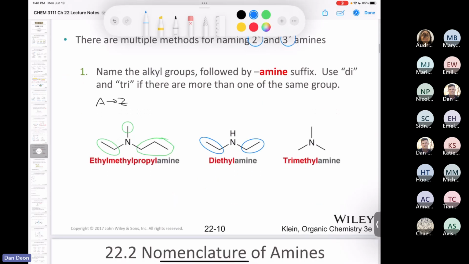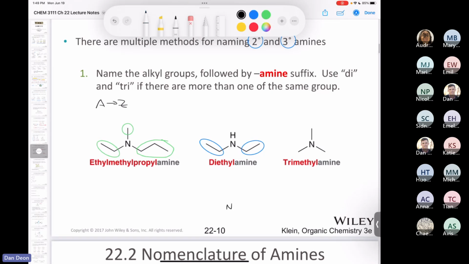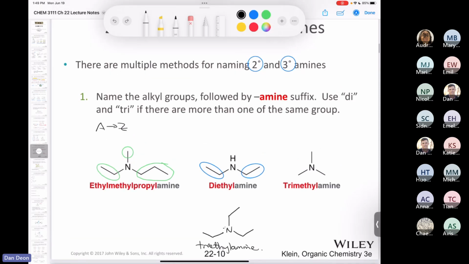You can imagine if you had 3 of them, I'll just draw it here. And I know you all know what the answer is. If you had this compound, you would call this triethylamine, just like here, we have trimethylamine. Anyhow, there's some interesting properties that trimethylamine has that I won't get into right now.